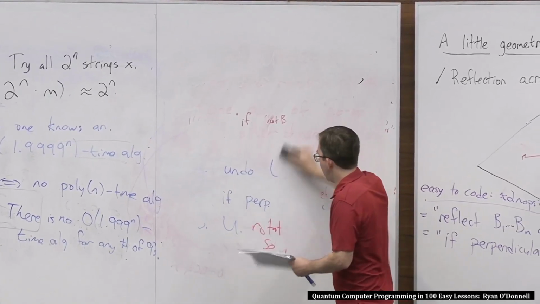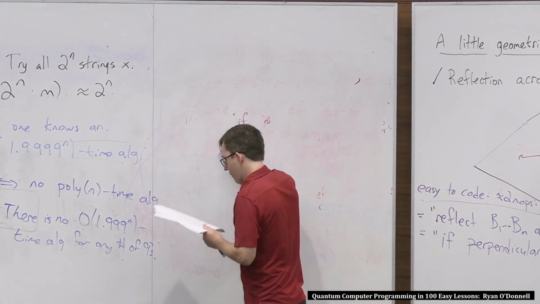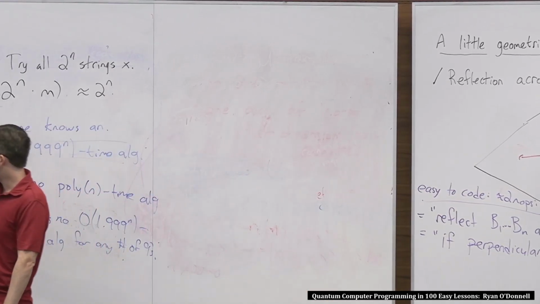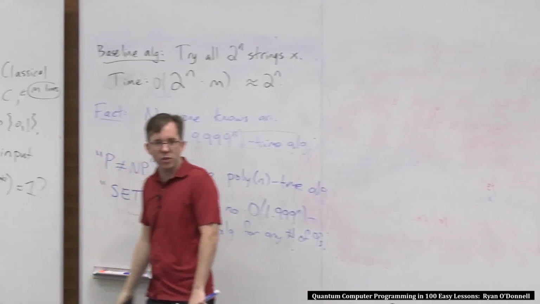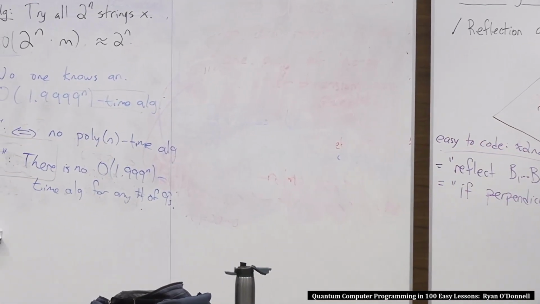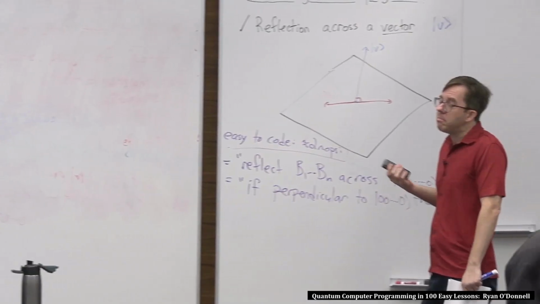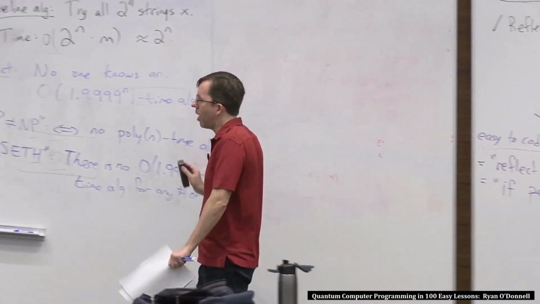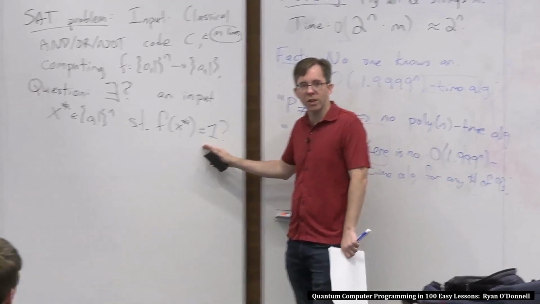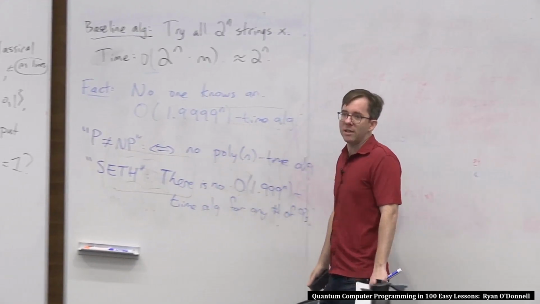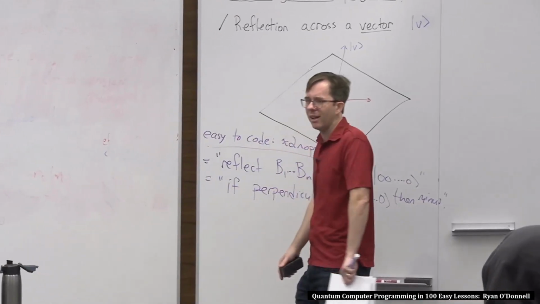One variant is, in this problem, you're trying to tell the difference between either there are no satisfying strings or there is at least one satisfying string. A slightly easier problem, maybe, would be if you somehow magically knew by a promise that either there's 0 satisfying strings or there's exactly one satisfying string. That could be easier. That's called unique SAT.